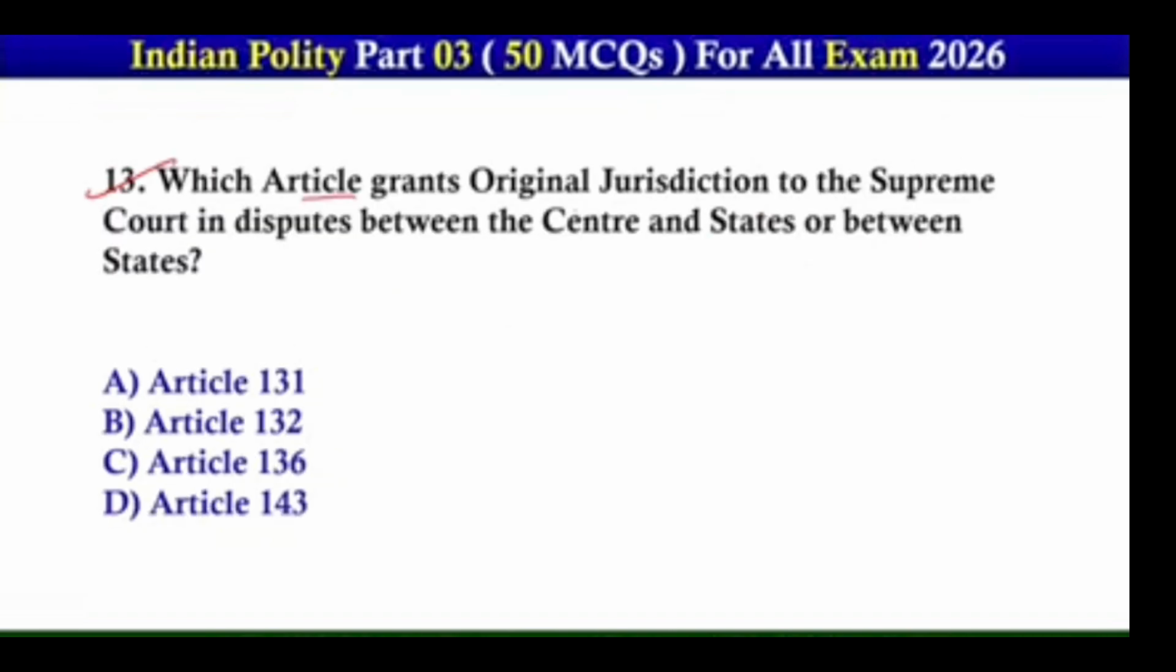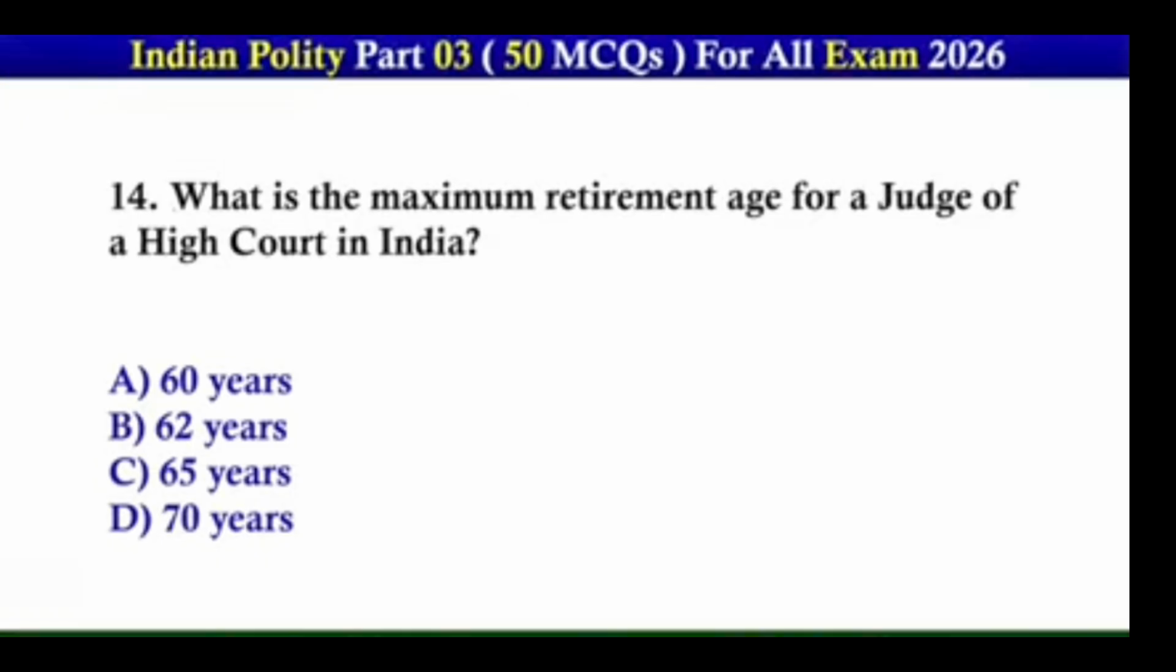13. Which article grants original jurisdiction to the Supreme Court in disputes between the center and states or between states? Original jurisdiction. Option number A is the correct answer, Article 131. 14. What is the maximum retirement age for a judge of the High Court in India? Option number B, 62 years.